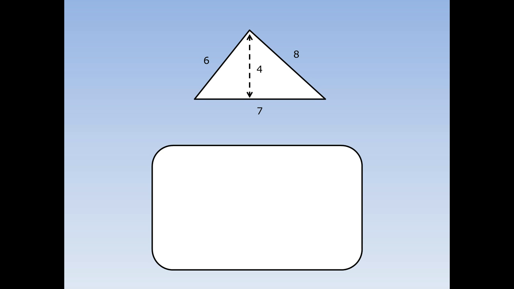To find the area, first of all, write down the formula. The area is base times perpendicular height divided by 2. Fill in the numbers. The base is 7, the perpendicular height is 4, and we don't need the 6 or the 8. 7 times 4 is 28. 28 divided by 2 is 14 centimetres squared.